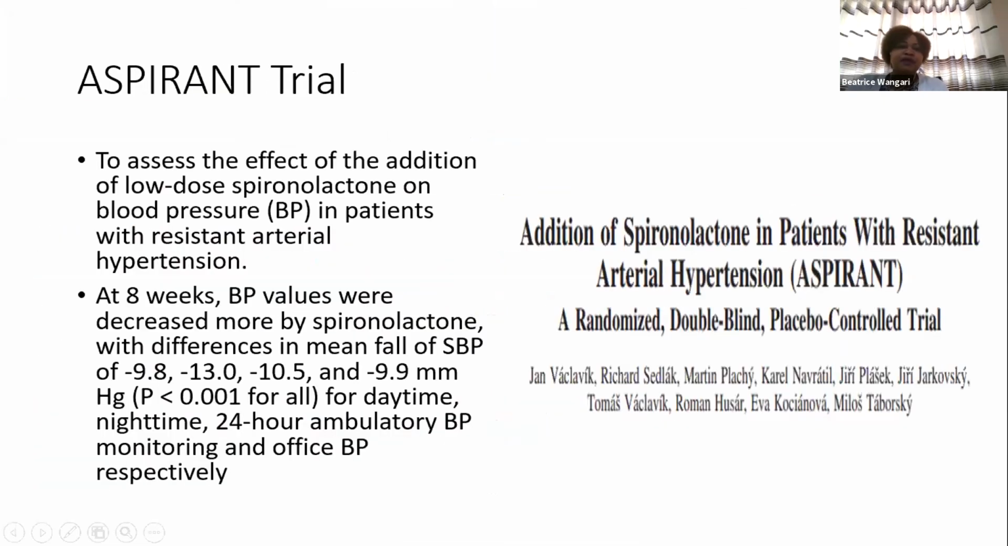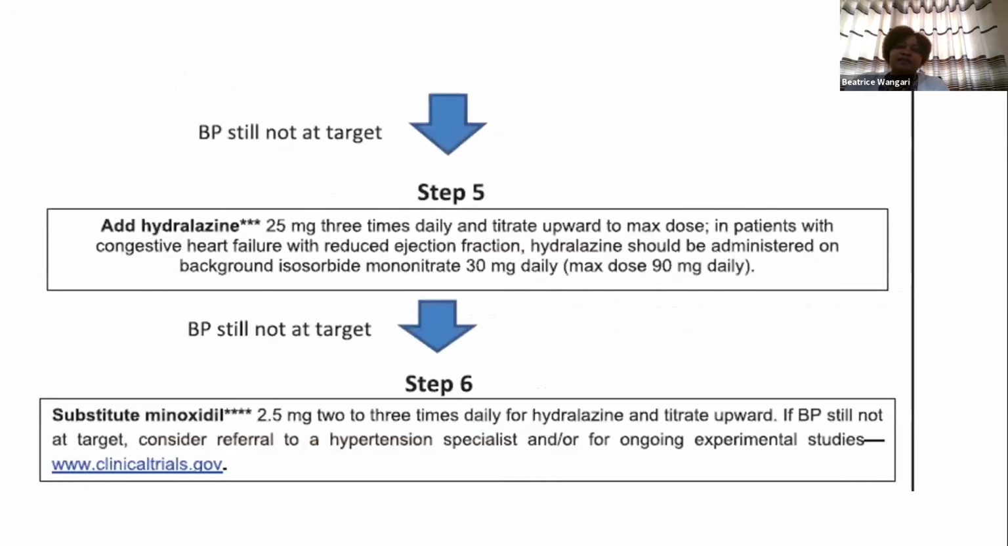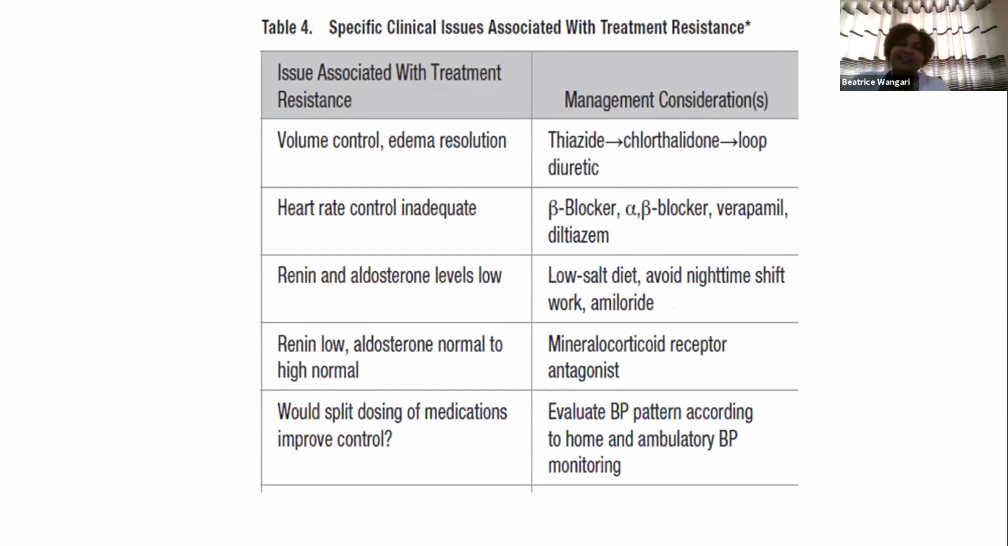The other things that you probably need to look at: if you still can't get volume control with the thiazide, you can add on a loop diuretic. And if the patient's heart rate is not controlled, then again you can look at these medications which can control blood pressures.